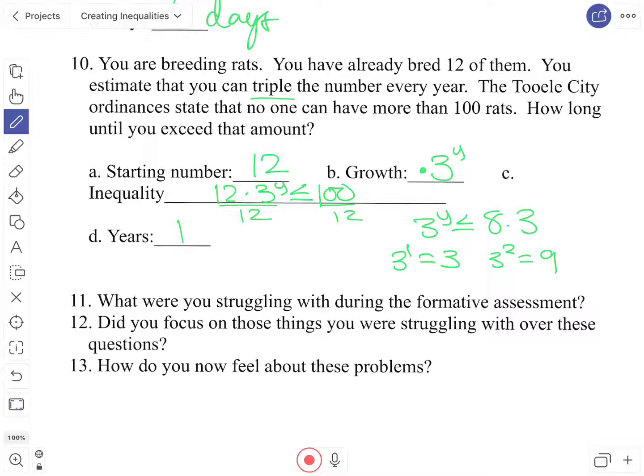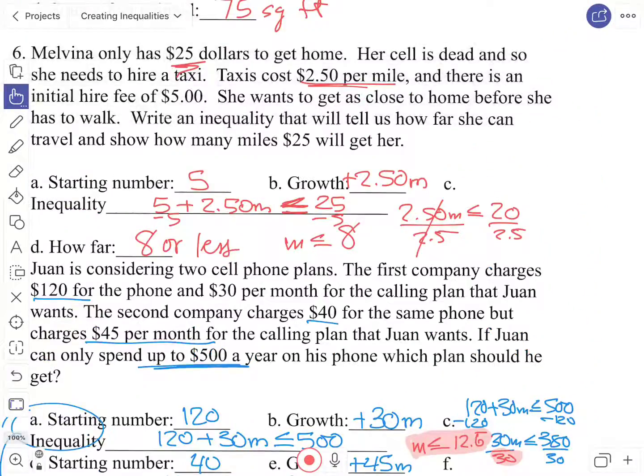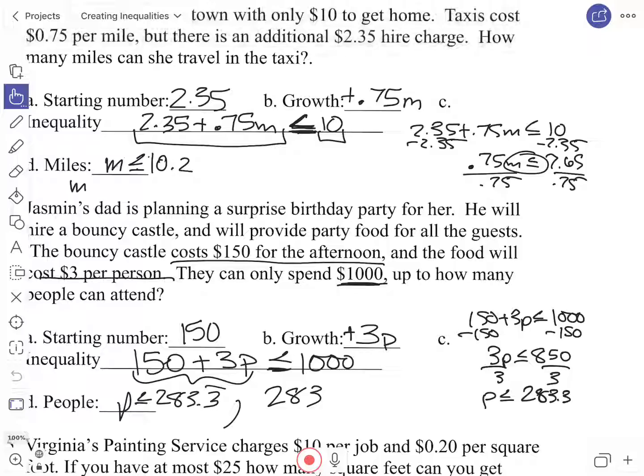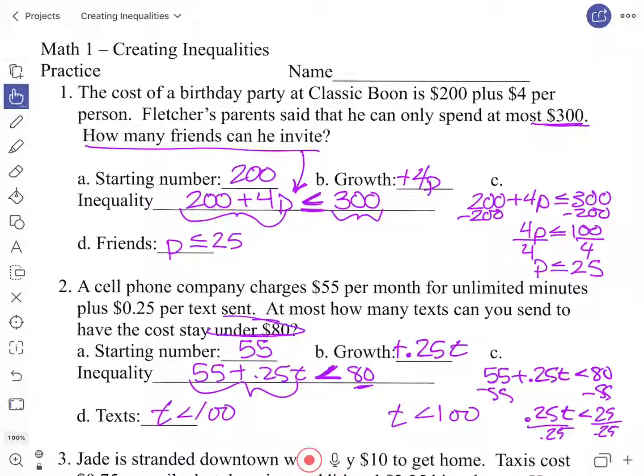So, there's kind of those ones. Hopefully that helps you with the inequalities a little bit better. I did notice that most of the time ours ended up being less than, but if it says something about you need more or at least, so like look at number 4. Had we said instead you have to spend at least $1,000, that would have changed this, and then we would have had to invite more than 283 people. So kind of something to look for, but other than that, there we go.